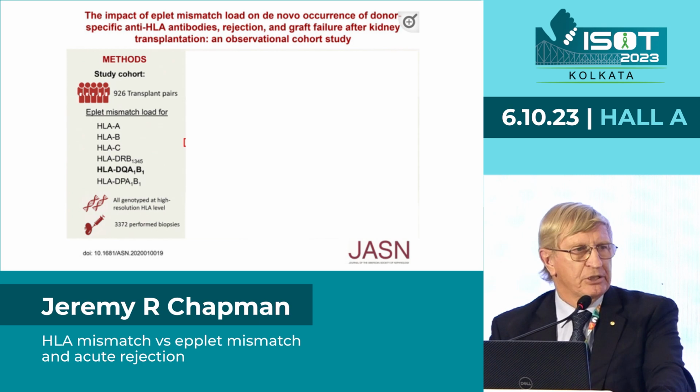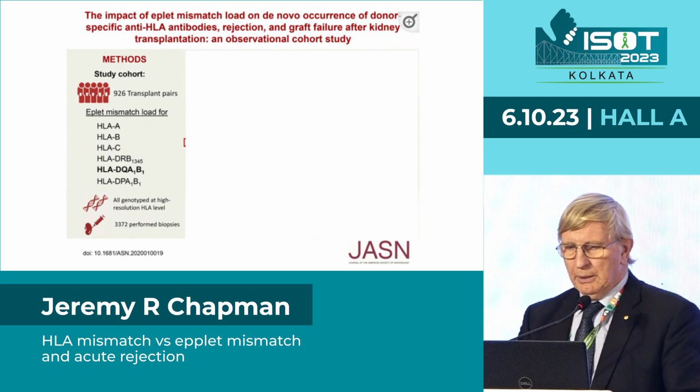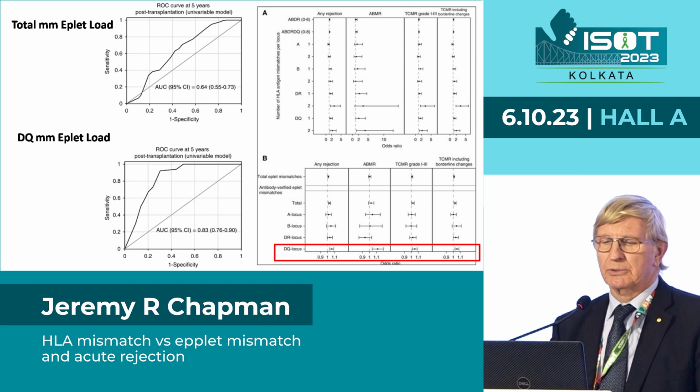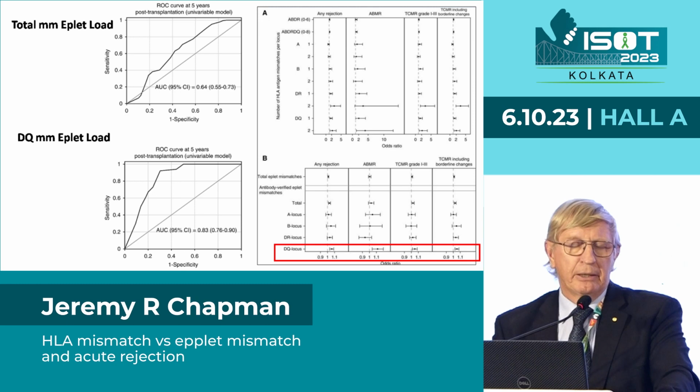Now, what I've missed in that discussion is that HLA-DQA, DQB mismatching is figuring. And as we all know from the DSAs, it is HLA-DQ mismatching that is causing us probably most of the harmful donor-specific antibodies. So the eplet load is picking that up, but otherwise it's not. Let's have a look at how that works. We see here the total mismatch eplet load with that top ROC curve at outcomes at up to 5 years post-transplant. And I don't know about you, but I don't think I'd be betting my transplant on that one.